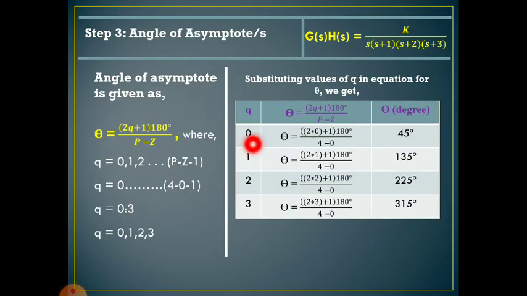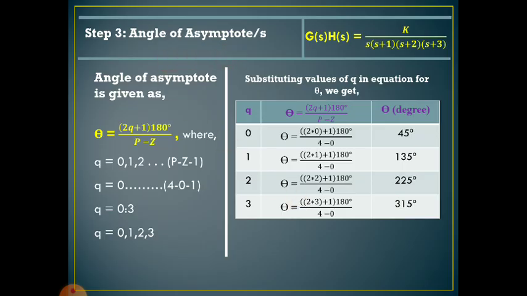So here we will see for one value. If we substitute q is equal to 0 here, 2 into 0 is 0, 0 plus 1 is 1, 1 into 180 degrees, 180 degrees divided by p minus z, which is 4 minus 0. So 180 degrees divided by 4, you will arrive at 45 degrees. Similarly, you substitute q is equal to 1, 2 and 3, you will arrive at theta is equal to 135 degrees, 225 degrees and 315 degrees. So this is how you will find angle of asymptotes.